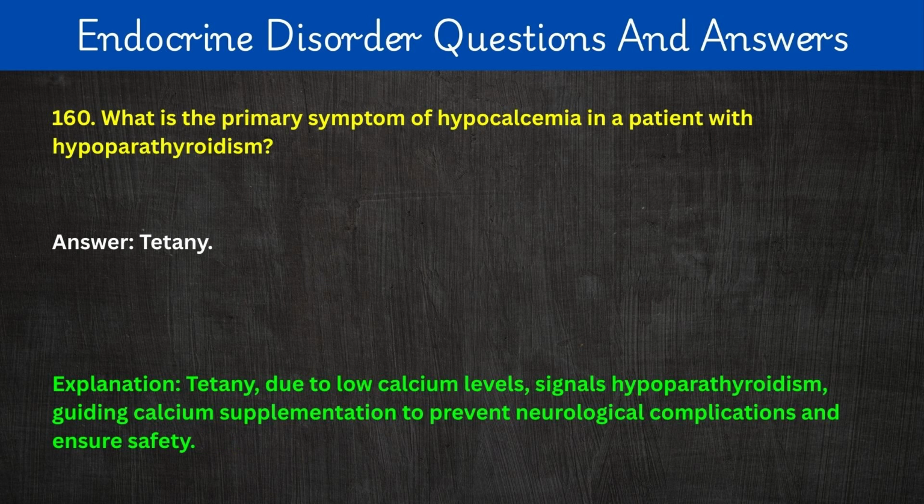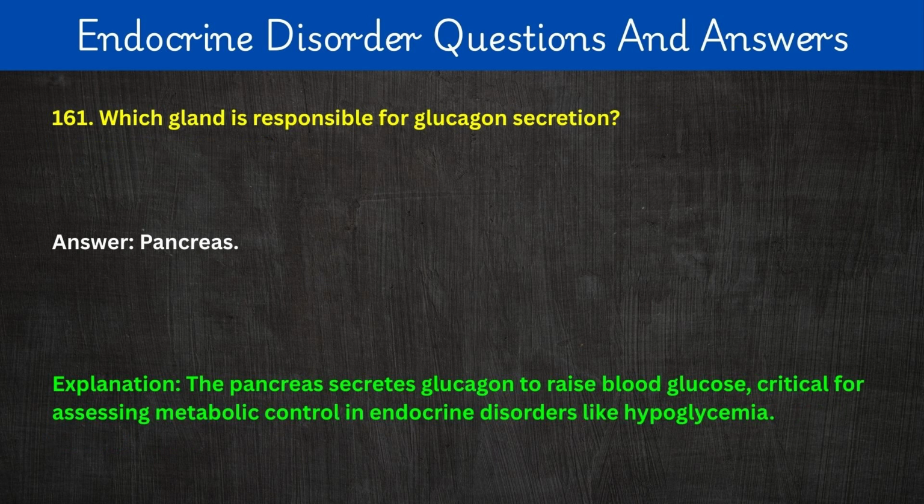160. What is the primary symptom of hypocalcemia in a patient with hypoparathyroidism? Answer: tetany. Explanation: tetany, due to low calcium levels, signals hypoparathyroidism, guiding calcium supplementation to prevent neurological complications and ensure safety.